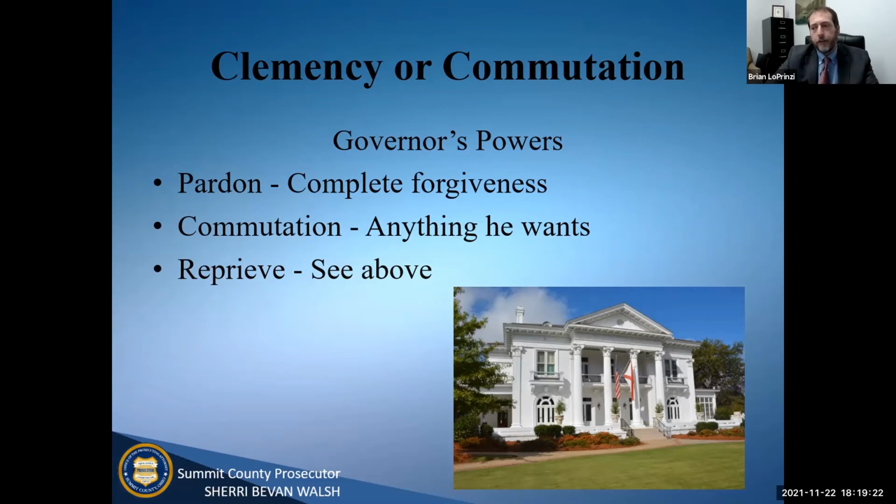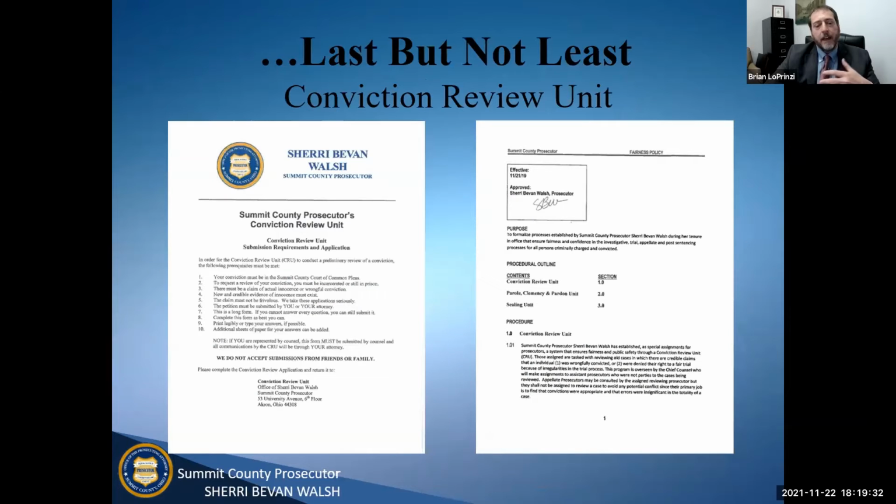Okay, so those are all the safeguards that are in place in order to prevent a wrongful death sentence from being imposed. And then finally, after all that, there's one last thing, and that's our office. About 3 years ago, we started a conviction review unit, which means that if you've exhausted all your legal appeals, but something has come up that you believe shows you are actually innocent, and you want to present it to us, we have a whole process.